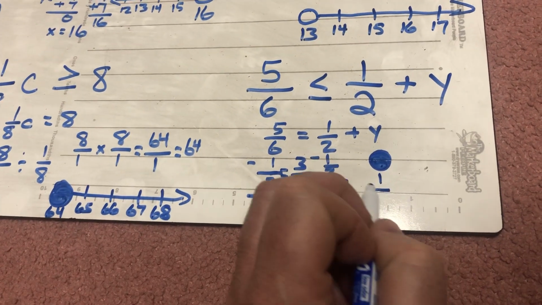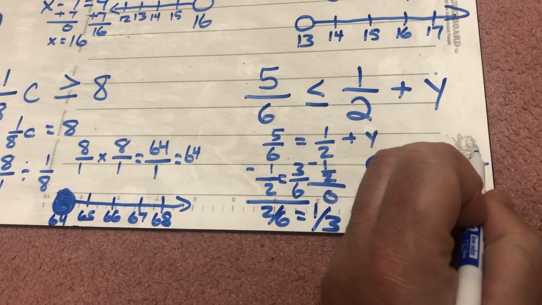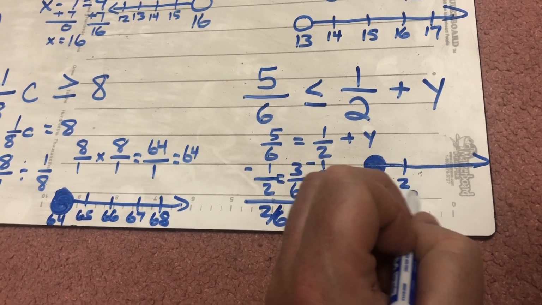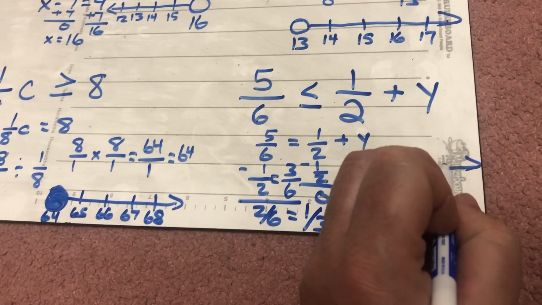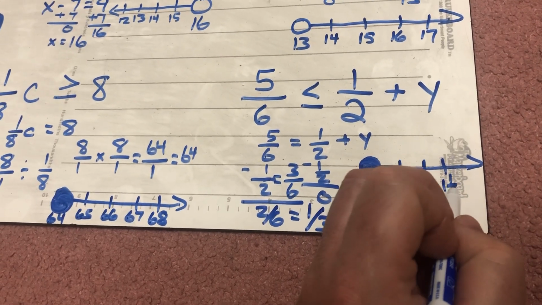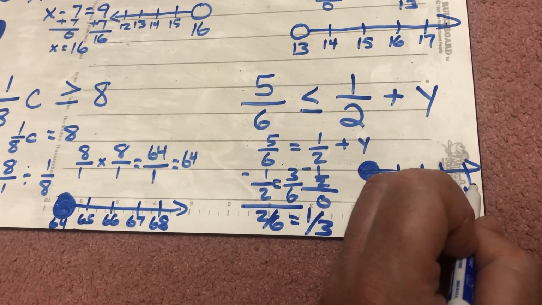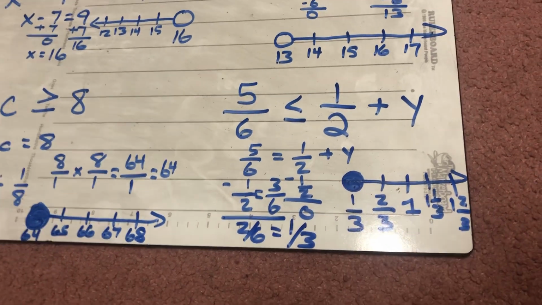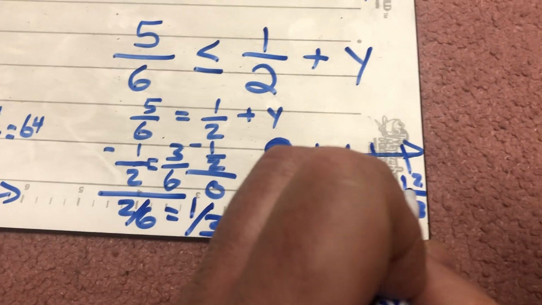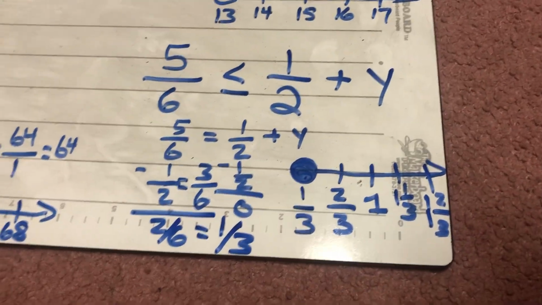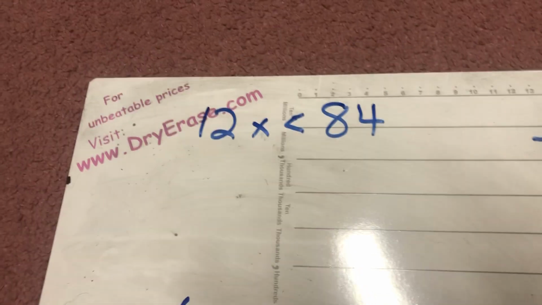It's going to start at 1/3, and then it's going to be 2/3, 3/3, which is the same as 1. Then it might be 1 and 1/3, 1 and 2/3. So I'm kind of running out of space here on my board, but you get the idea how that's going to work. All right, we're going to look at a few more, and then we'll kind of be done.